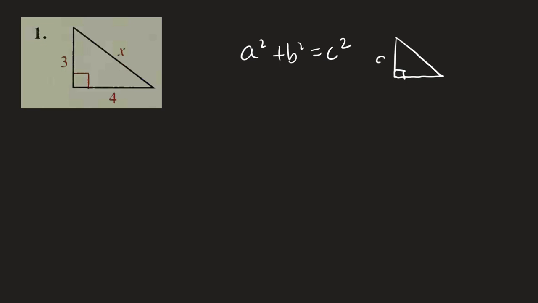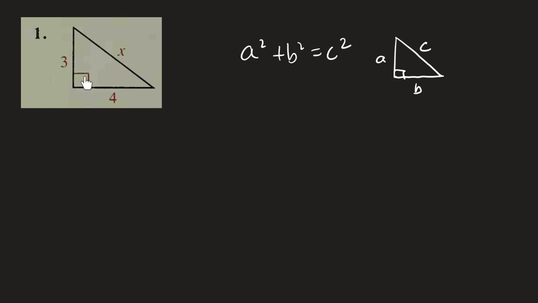A and B are known as the legs. They're on either side of the right angle. And C is always opposite the right angle. So A and B can be interchanged. It doesn't matter. A, B, switch them up. Doesn't matter. But C has got to be opposite the right angle. Most important.